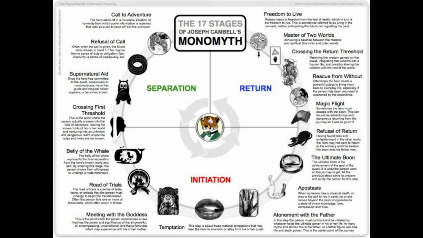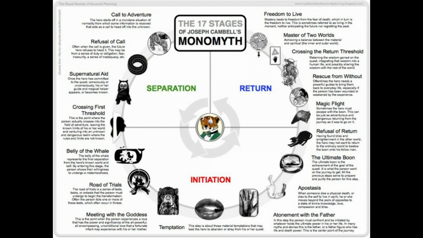Here are his steps. There's 17 stages. There's a call to adventure. Now, what he's doing, he's identifying these by looking at stories from many, many myths and religions and seeing repeated patterns, that somehow in all these stories there's some sort of a call to adventure. And then a refusal of the call is very common. Then there's a supernatural aid that comes about as part of the story.